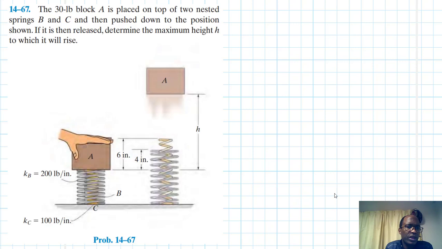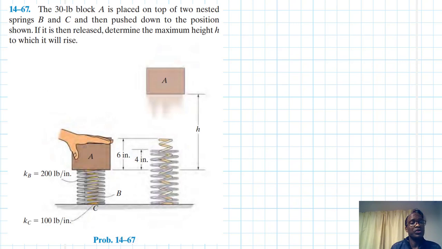The problem reads: the 30-pound block A is placed on top of two nested springs, B and C, and then pushed down to the position shown. If it is then released, determine the maximum height h to which it will rise. This problem is coming from Engineering Mechanics: Dynamics, 14th edition, by R.C. Hibbeler.